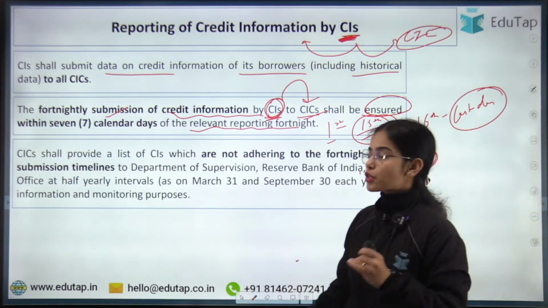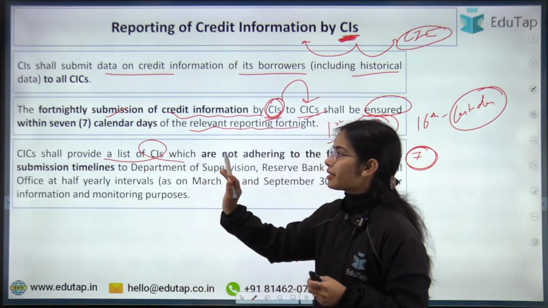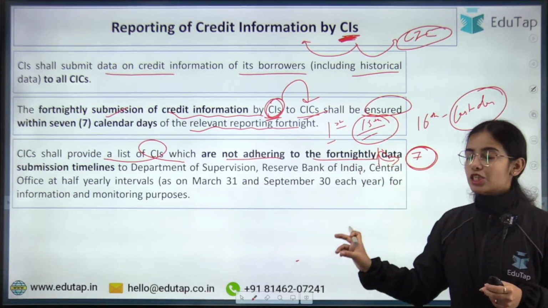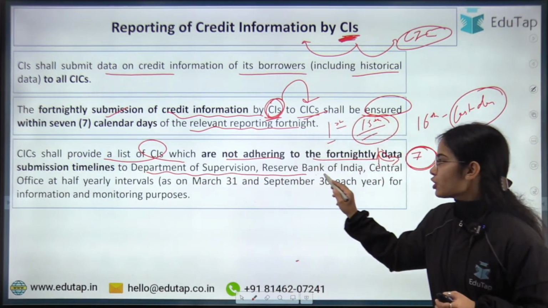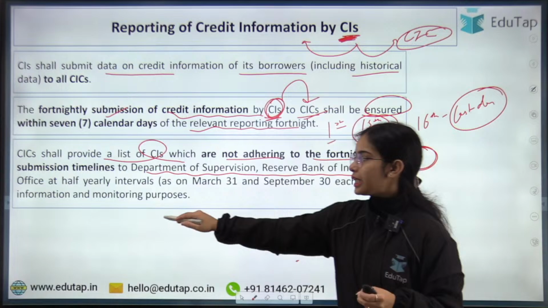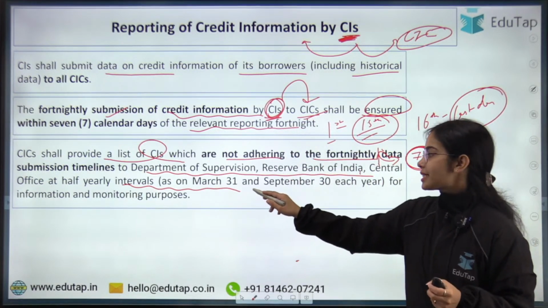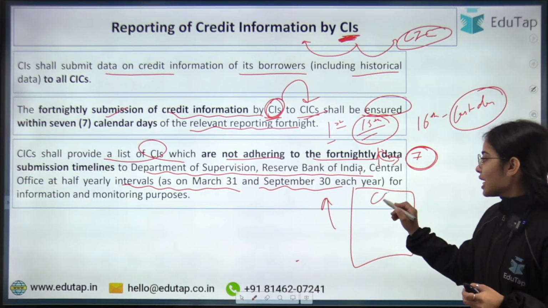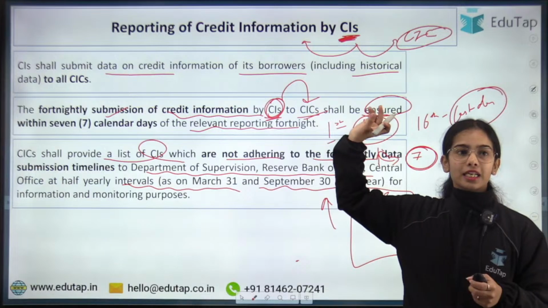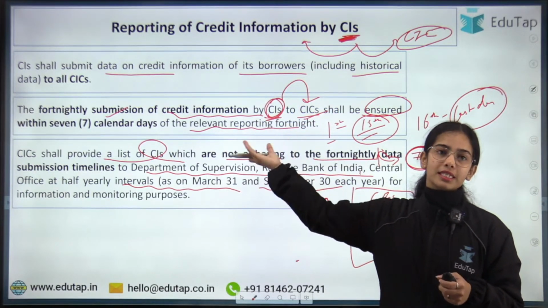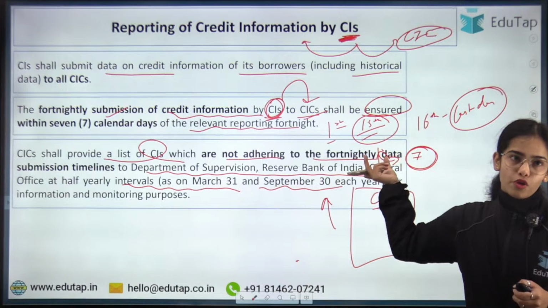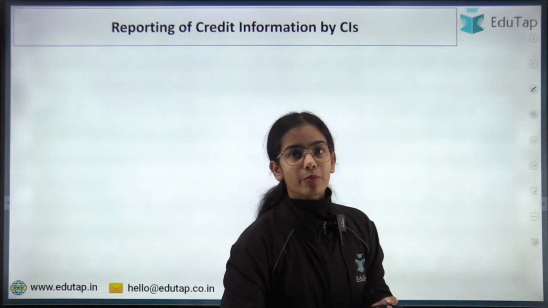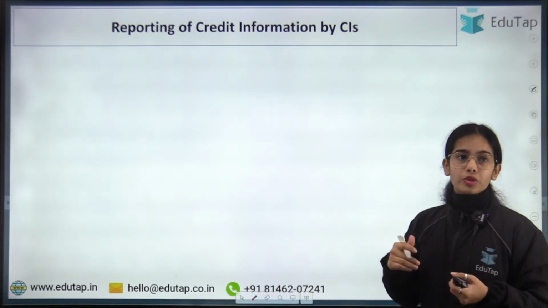Next is that the credit information companies shall provide a list of credit institutions which are not adhering to the fortnightly timeline, and this list has to be provided to the Department of Supervision of the Reserve Bank of India at half-yearly intervals, that is as on March 31st and September 30th each year. The list shows which credit institutions are not submitting within 7 calendar days of the finish of the fortnight. Okay, any confusion anyone has till now? Any problem?